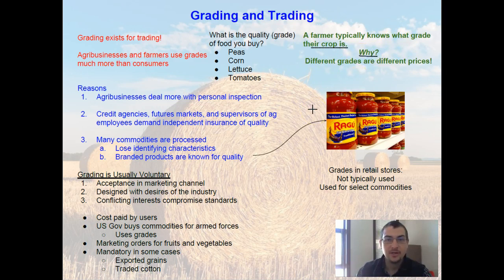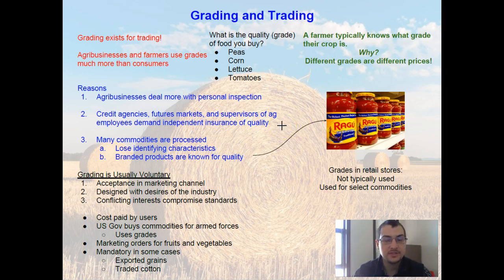Well, think about it this way, that we learned from the last video that different grades have different prices. A higher quality, higher grade corn is going to have a higher price attached to it than something like a lower grade corn. Think about the prime beef. Prime beef is often more expensive than choice, standard, or select beef. So a farmer typically is going to know the grade of their crop, because that's often going to dictate the price they're going to get on that particular commodity.